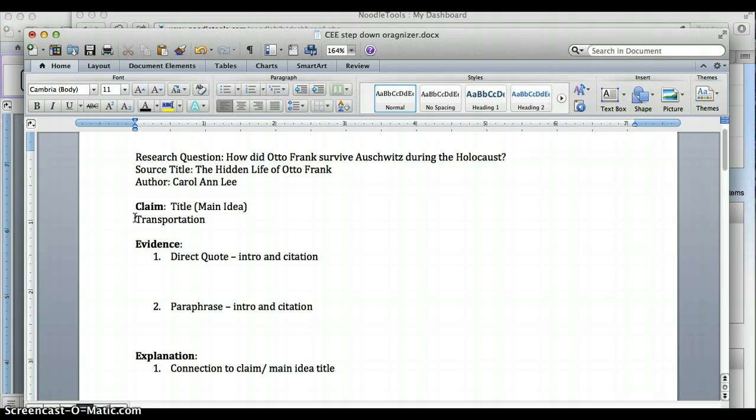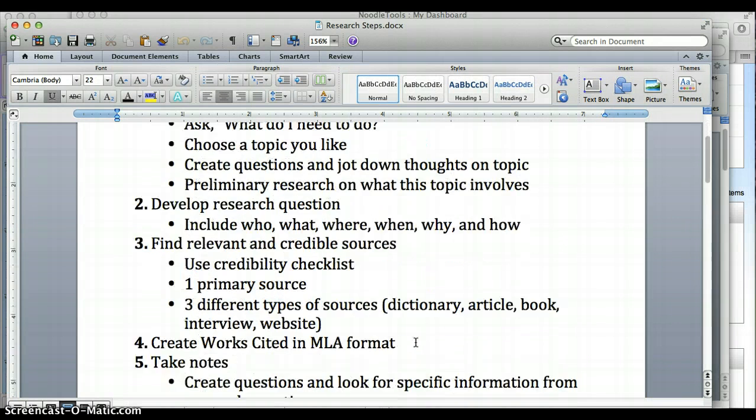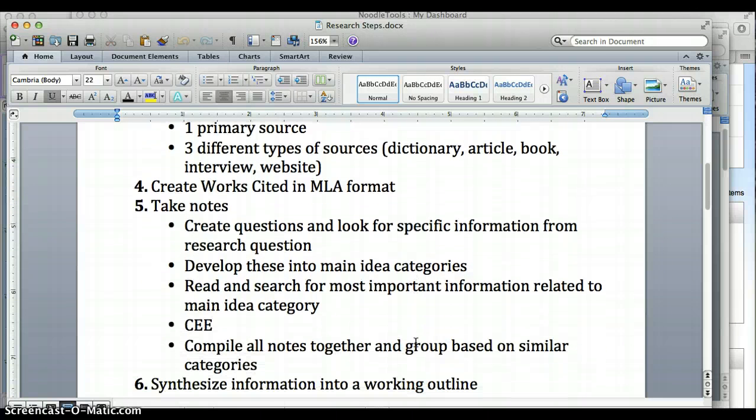Okay, so we have a research question, we've got some good ideas going, we found resources, we cited them, we've got our categories. Now what do we do? Well, if we look at our steps sheet, the next thing that we want to do is read and search for the most important information related to the main idea category, and then put that into the CEE model. We did this yesterday in class whenever we read together, highlighted, and then categorized our information.